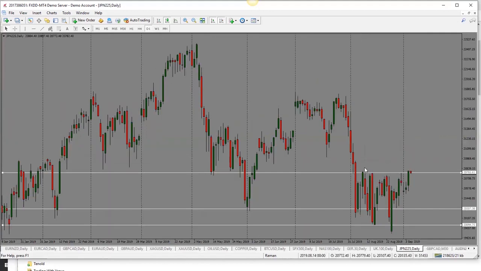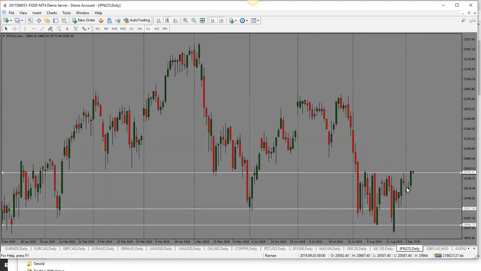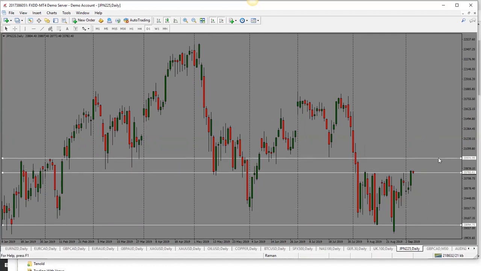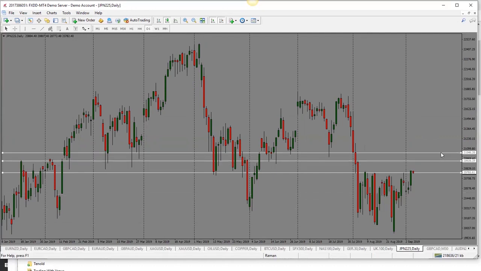Nikkei here, this one is also looking bullish here, but again, we are right into our resistance. If it doesn't hold above the resistance, it can come back into this range again, but bias is bullish, and next target is 20,900, and then if it goes above that, 21,000. So bias is bullish for Nikkei as well.